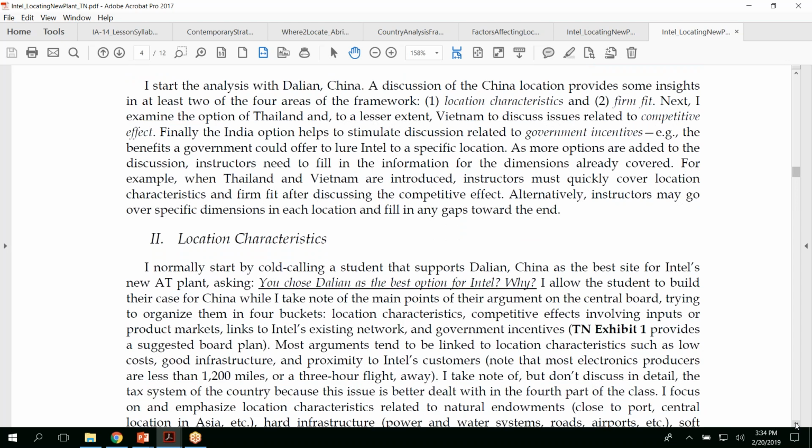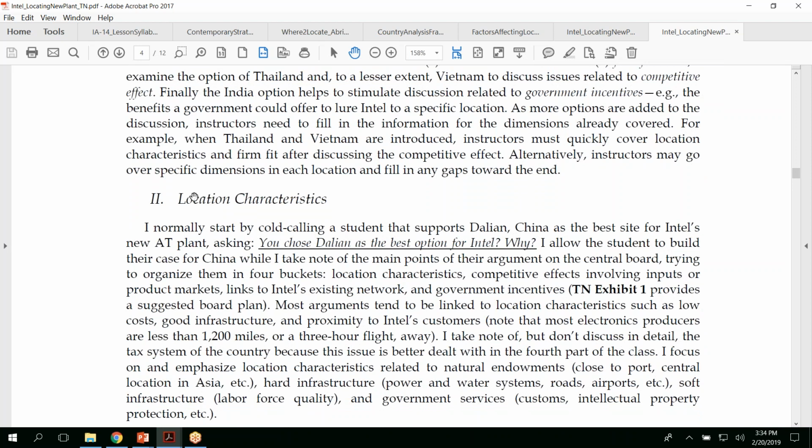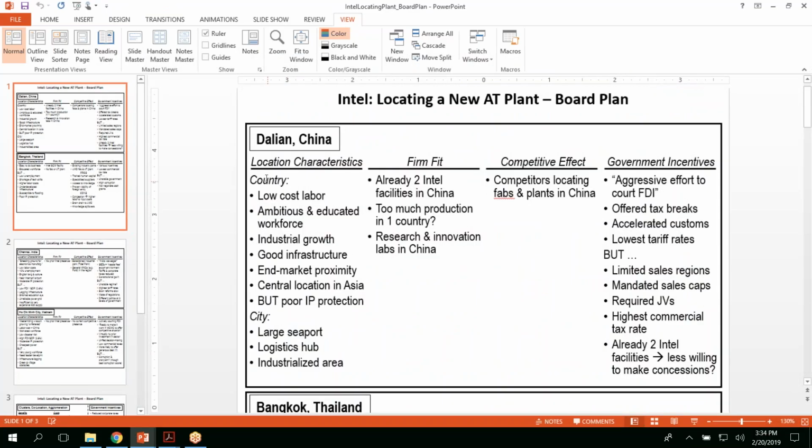And the reason he suggests that you look at China first is, one, because it might be the most popular answer among your students, or one of the more popular ones, and two, because it gives you a good opportunity to talk about location characteristics and then firm fit. And so you'll see that what I've got here, the location characteristics, there are a lot of reasons, a lot of positives for the location. In fact, I don't have any negatives listed here except for potentially poor intellectual property protection.